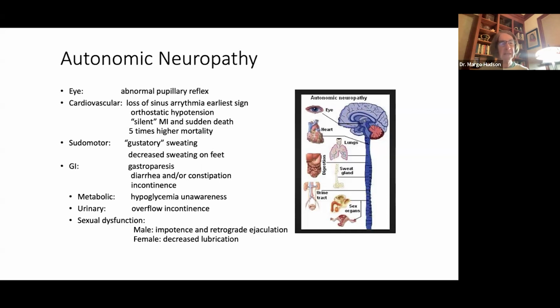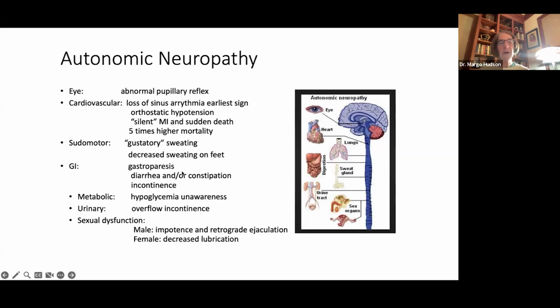Pseudomotor, those are the sweating, something called gustatory, which is people eat and they start to sweat profusely. I actually haven't seen that in a long time, but it does occur. More common is decreased sweating on the feet. This can lead to dry, cracked feet, and I'm sure you have seen that. And then patients are more likely to get foot ulcers.